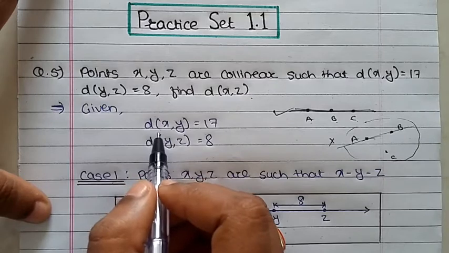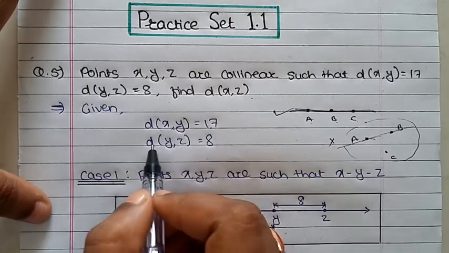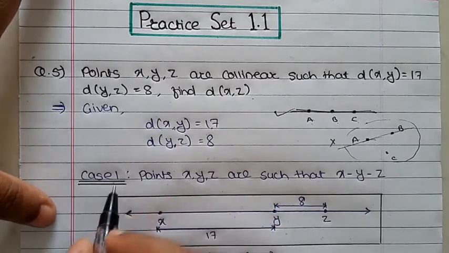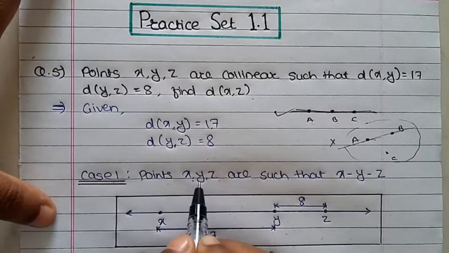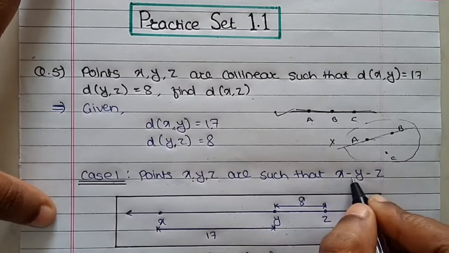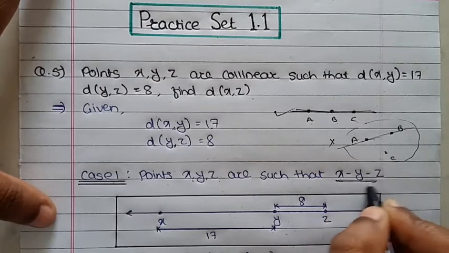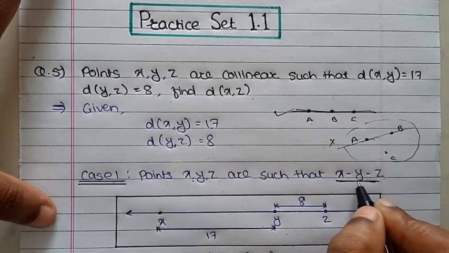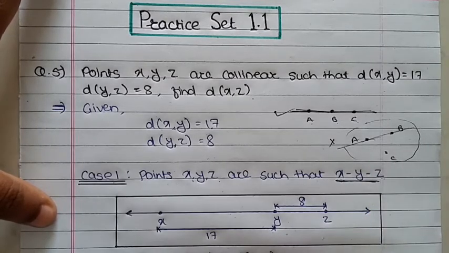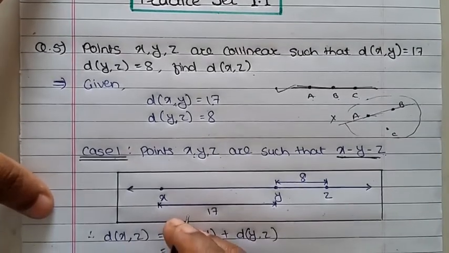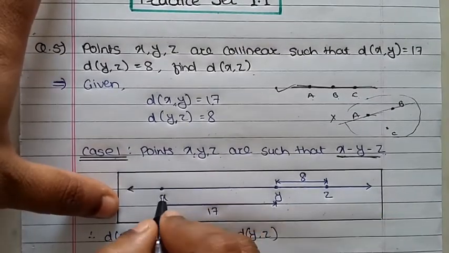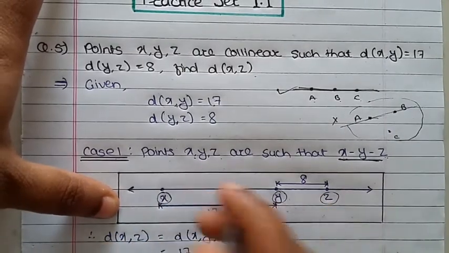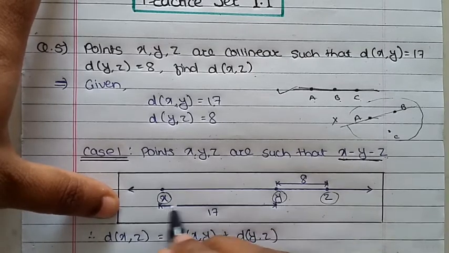Next, what is given here? That is d(X, Y) is equal to 17 and d(Y, Z) is equal to 8. Clear? So what is the first case? X, Y, Z are such that X-Y-Z. The meaning of this is that Y is between X and Z. So draw one number line for this, and place X, then Y, then Z. From this line you see that Y is in between X and Z.